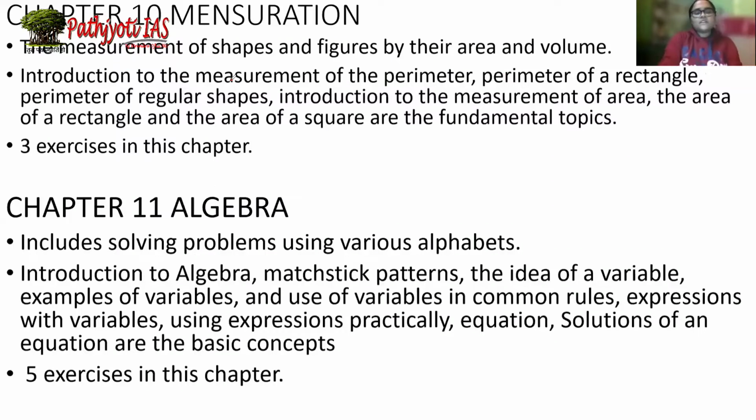And then we have mensuration, which deals with measurement of shapes, sizes and figures, basically their areas and volume. We'll also talk about the perimeter, basically the outer boundary of any particular shape, any regular shape, or any given measurement of an area. We'll understand that. Okay. That's three exercises.